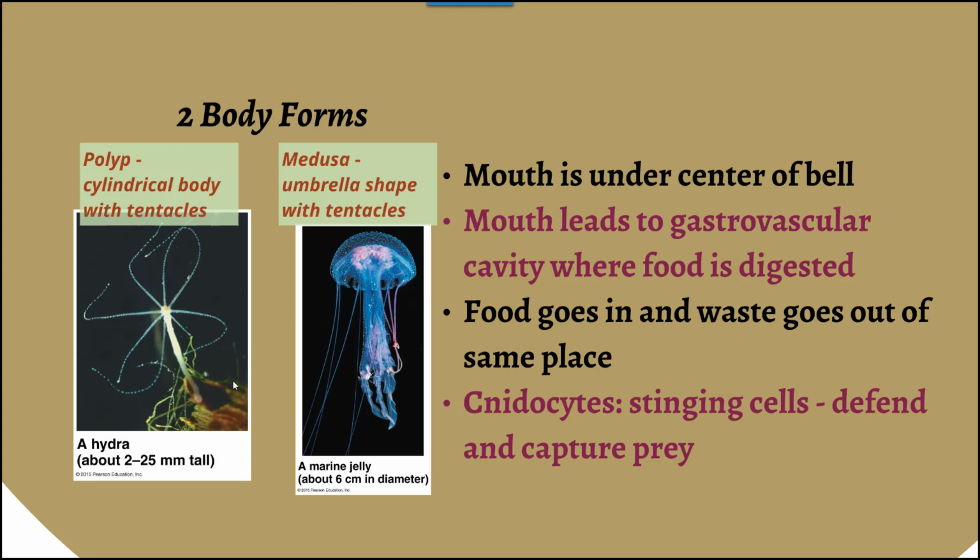And the mouth is going to basically lead directly to the gastrovascular cavity where the food is digested. The food goes in and the waste comes out of the same place, which is interesting. So super simple digestive system. We would actually refer to this as an incomplete digestive system because of the fact that it doesn't have food going in one side and going out another. So incomplete is what we refer to as that digestive system. And as you can imagine, it's more simplistic.